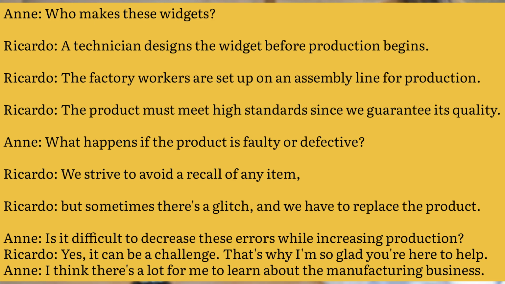The factory workers are set up on an assembly line for production. The product must meet high standards since we guarantee its quality. What happens if the product is faulty or defective? We strive to avoid a recall of any item. But sometimes there's a glitch, and we have to replace the product. Is it difficult to decrease these errors while increasing production? Yes, it can be a challenge. That's why I'm so glad you're here to help. I think there's a lot for me to learn about the manufacturing business.